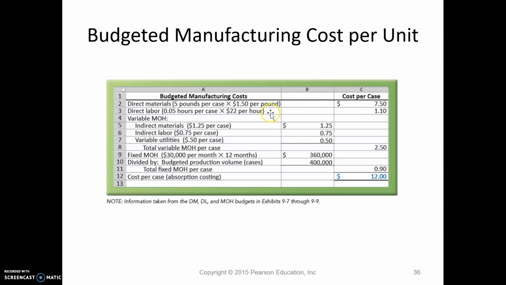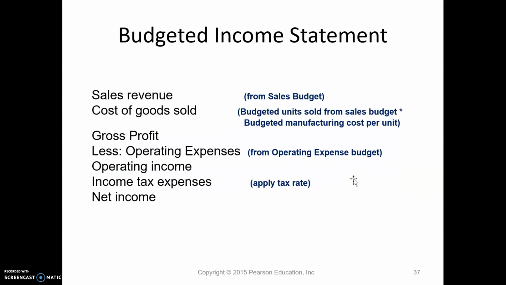Direct materials, which was the number of pounds per unit times the amount per pound. Here's the hours times the hourly rate. Here's the variable overhead per unit. And then we took the fixed and we divided it by the production. Okay. So then we got the cost. So our sales revenue we get from the sales budget. The cost of goods sold we get by taking the budgeted units sold from the sales budget, multiply that by the budgeted manufacturing cost per unit. That's where we get our gross profit.